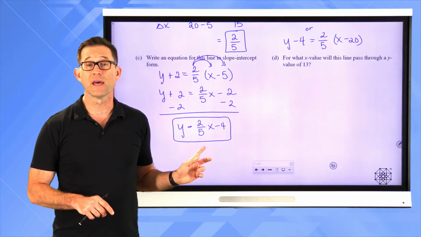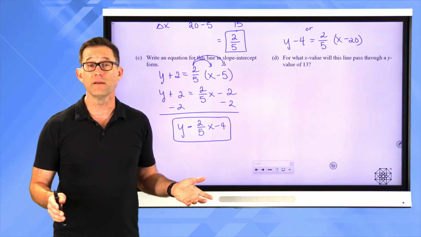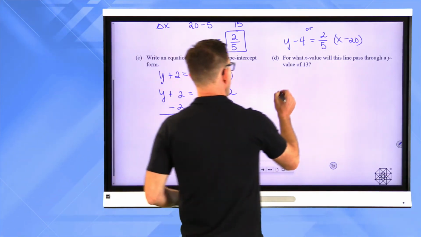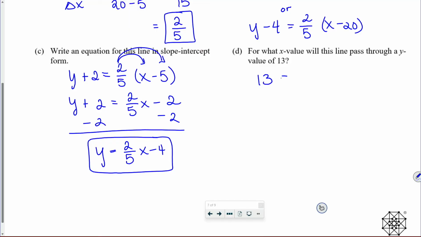Well, we simply need to set y equal to 13 and solve. All right, and a little bit messy again because of the 2/5 fraction, but I'm going to put 13 there. 2/5 x minus 4. I'll add 4 to both sides, and I'll get 17 is equal to 2/5 times x. Multiply both sides by 5/2. That tends to be the easiest way of getting rid of all of this.